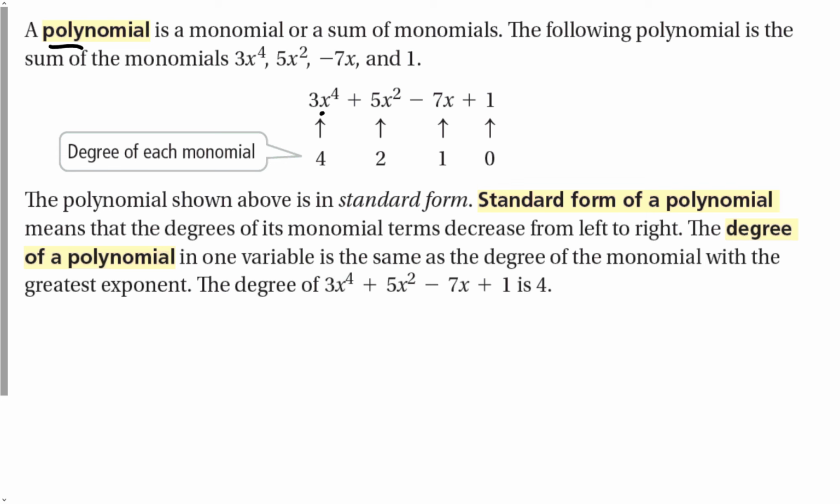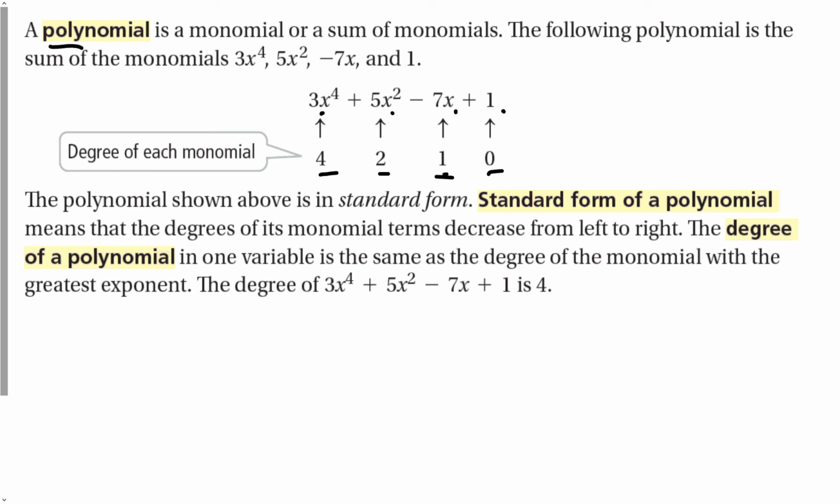And you can see that all the variables are different. They all have different degrees, right? That's degree 4, 2, 1, and 0. And none of them are like terms, so none of them can go together. The polynomial shown above is in standard form. Standard form of a polynomial means that the degree of the monomial terms decrease from left to right, biggest first, all the way down to the smallest.